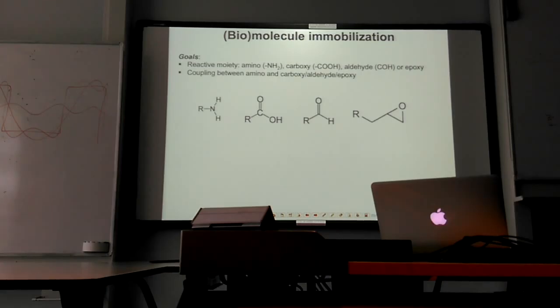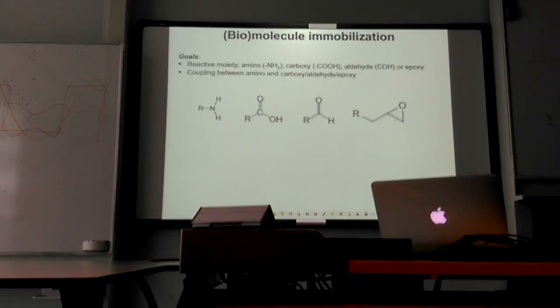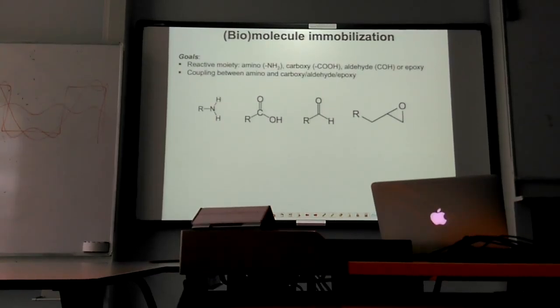So what kind of reactive groups can you use if you want to immobilize a biomolecule? There are not so many groups you can think of. A group I already mentioned is an amino group, NH2. Another one is a carboxy group, aldehyde also, and epoxy. The epoxy is a ring structure with an oxygen atom and two CH2. And why do you want to use these? Because amino groups can easily react with carboxy groups, aldehyde groups, or epoxy groups.